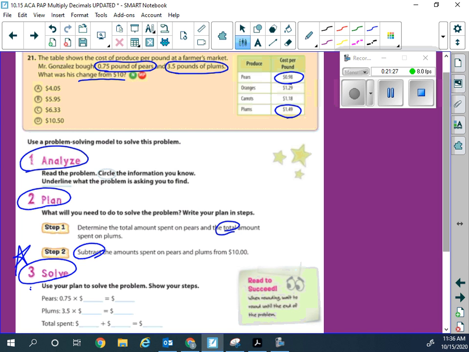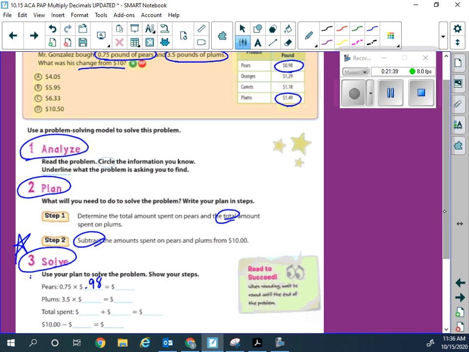Okay. So solve. We need to do 0.75 pounds of pears times what? Times 0.98. Please don't do it yet. We're still just making our plan. Okay. Then the plums, we need to do 3.5 times what? $1.49.